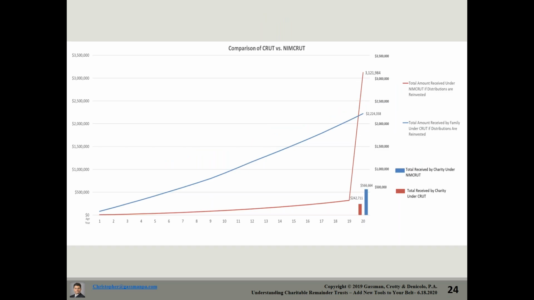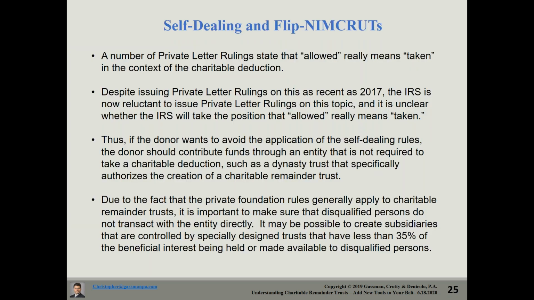And then in comparing the regular CRUT to the NIMCRUT, the amount received by the charity is going to be a little bit higher, and the amount received by the family is going to be a little bit higher if you have the NIMCRUT as opposed to the CRUT. And the reason for that is you have this period of time during which you can have the assets under the trust bake on a tax-deferred basis, as opposed to the CRUT, which requires the annual payment every year, come hell or high water, but without regard to this net income makeup right.